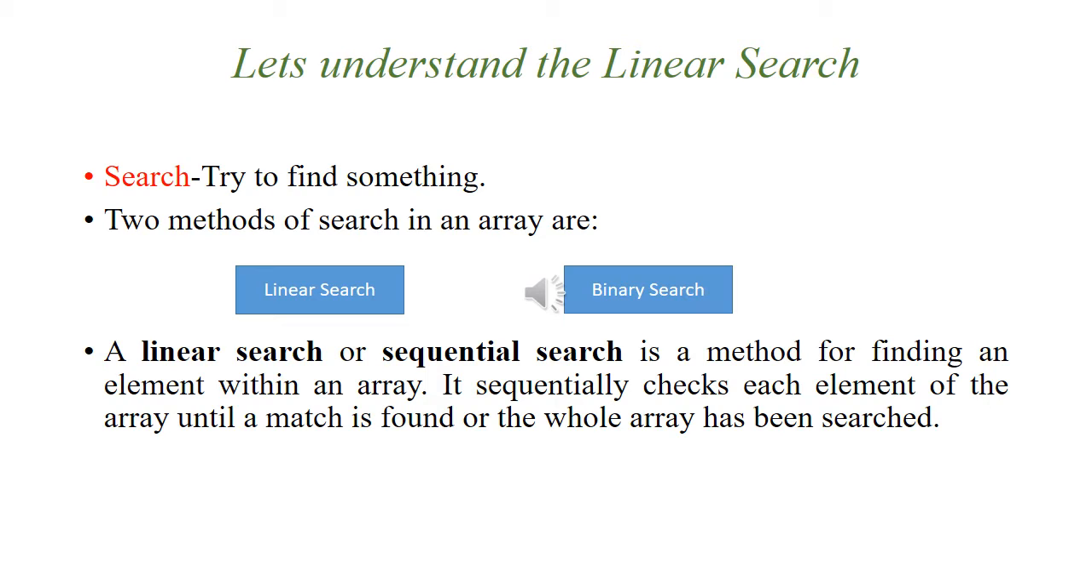Let us understand linear search. What is search? Search is trying to find something. For example, we are looking for a math book in our bag. We are looking for a particular student in a class. There are two methods of search in an array. They are linear search and binary search. In this lecture, we are focusing only on linear search.